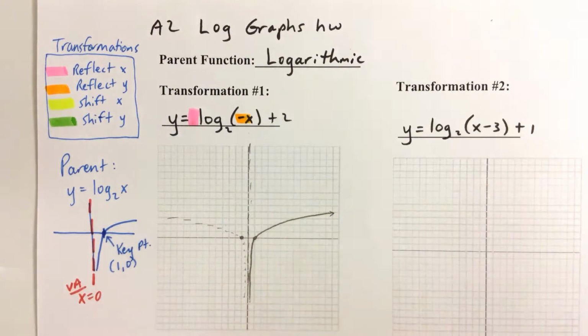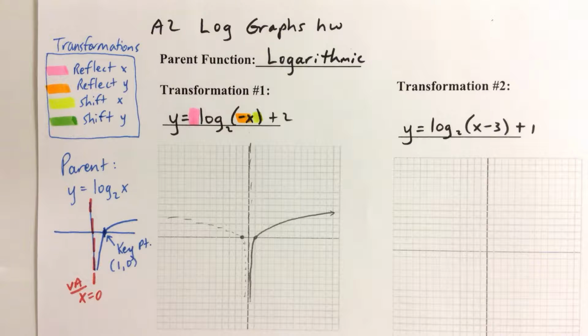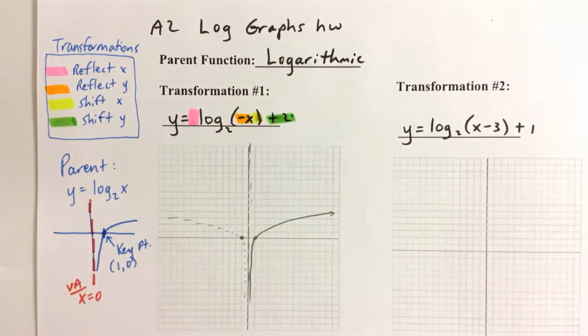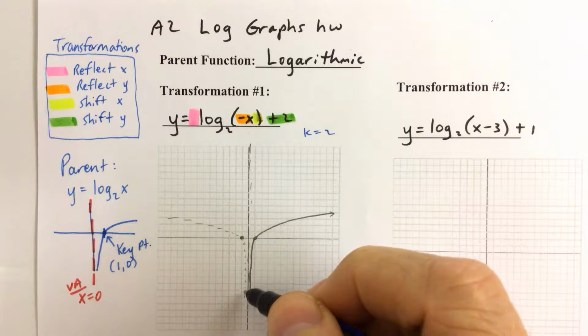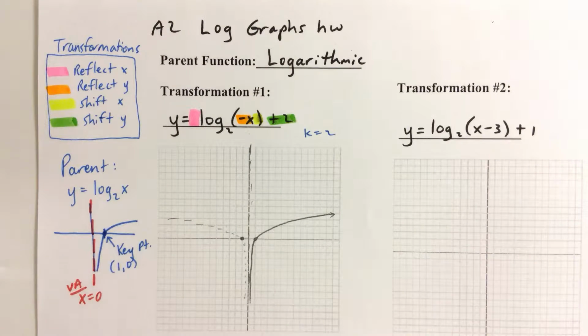So we're not done yet. The next thing we want to look for is, are we shifting in the x direction? If there's an h other than 0 being subtracted from x inside the parentheses, then we would shift in the x direction. But as you can see, there's no number being subtracted from x, so therefore we won't shift it in the x direction. The last thing we're going to look for is, are we going to shift it in the y direction? And that would be if the k value is something other than 0, which it is. We can see here that k is equal to 2. So if k is equal to 2, that means we're going to take this graph that we already reflected about the y-axis, and we're going to move it up 2 units.